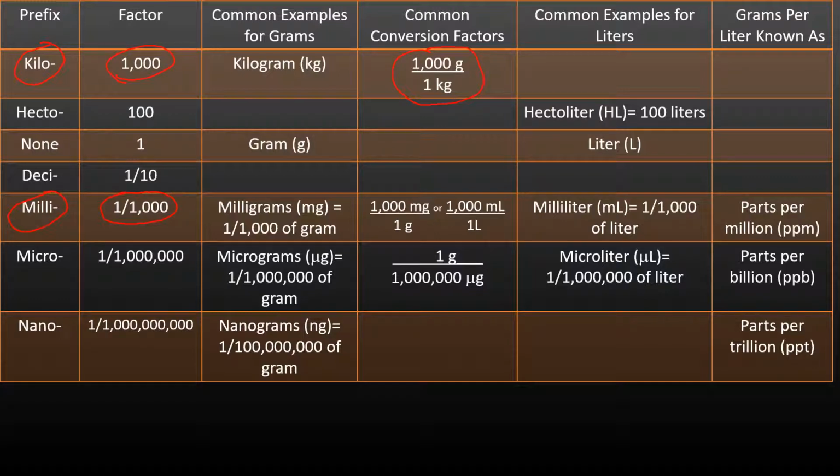Likewise with liters, a milliliter is 1/1000th of a liter. So here are some conversion factors for grams to milligrams or liters to milliliters, if I pronounce that correctly. All right, so know kilo, know milli. Those are the most important, but be sure you don't mess them up. Don't confuse 1,000 times with 1/1000th.